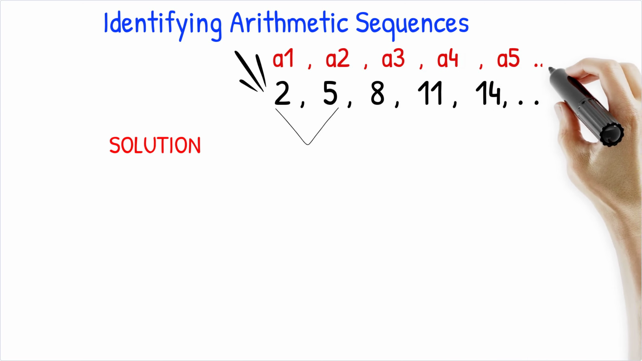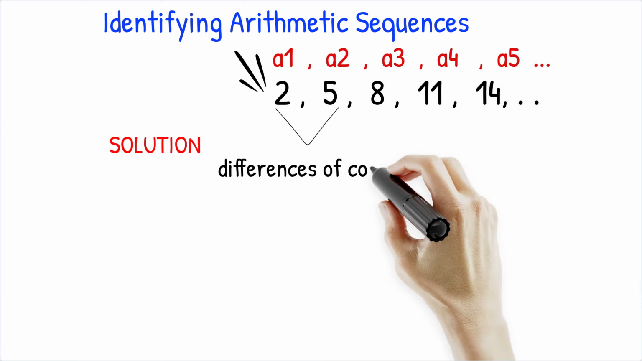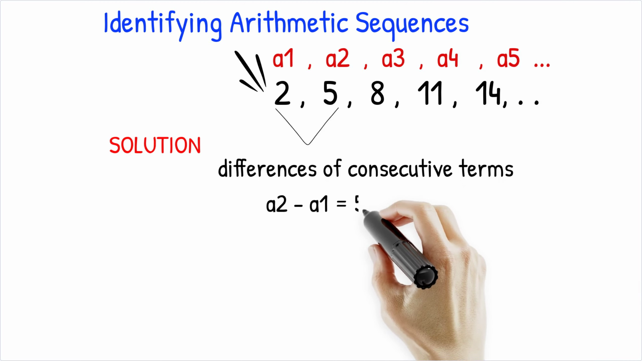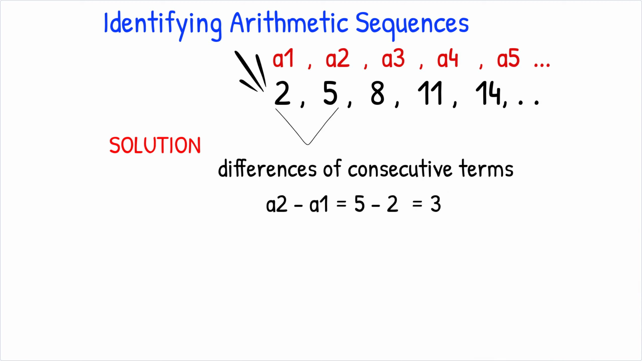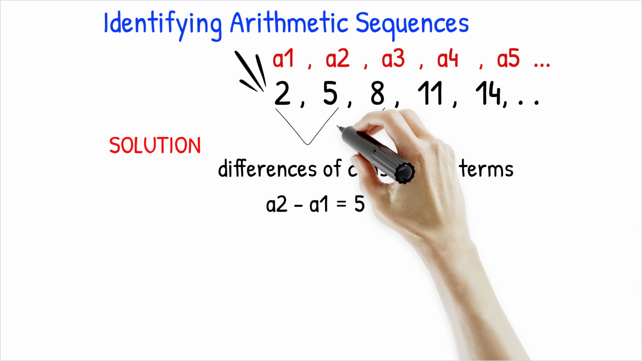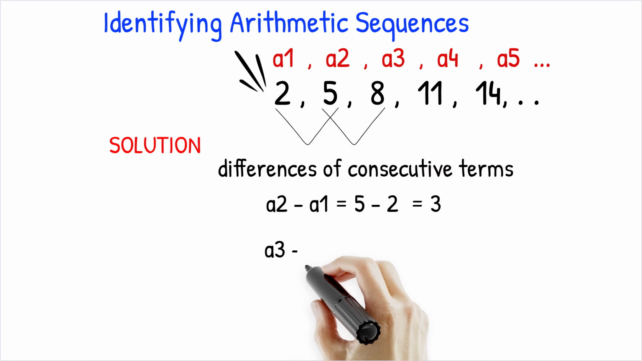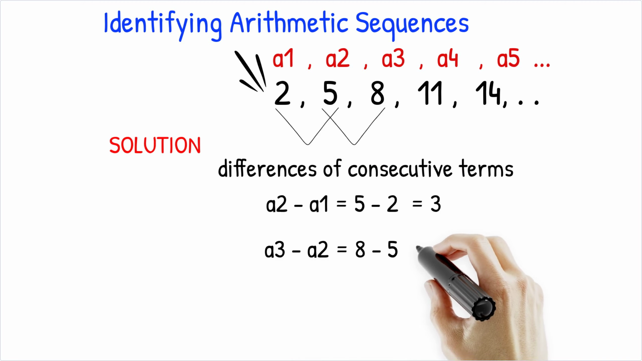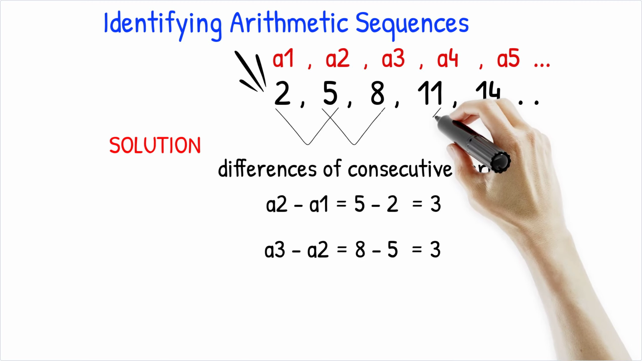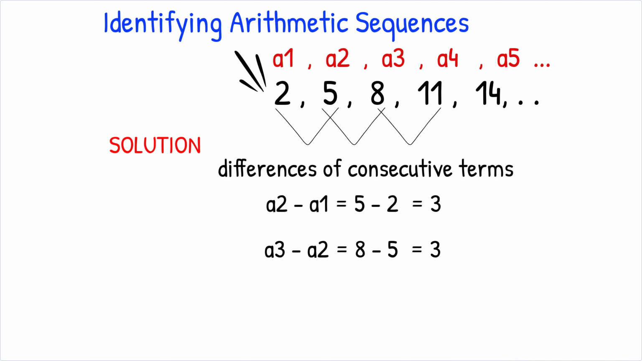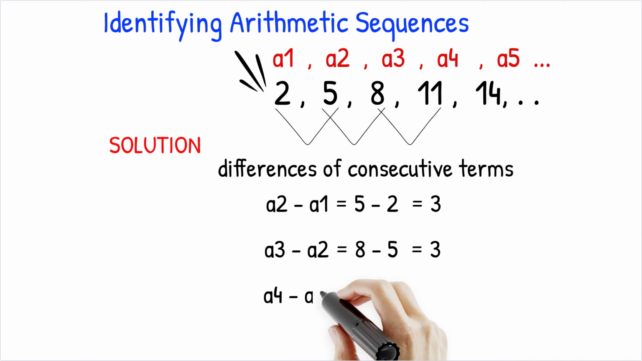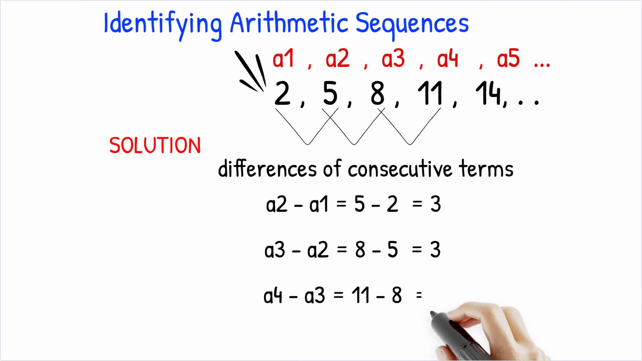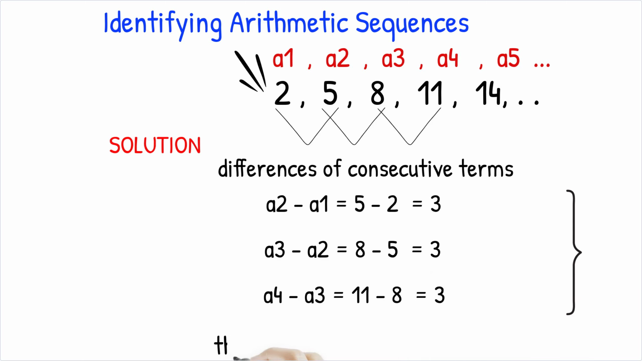Now, let's calculate the difference of the first two terms of the series, that is a2 minus a1 equals 5 minus 2 equals 3. Now, let's calculate the difference of the second and third terms, that is a3 minus a2 equals 8 minus 5 equals 3. Now, let's calculate the difference of the third and fourth terms. That will be a4 minus a3 equals 11 minus 8 equals 3. You can observe that each difference is 3, so the sequence is arithmetic.